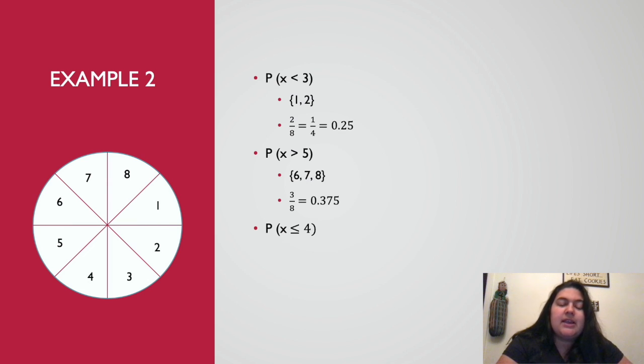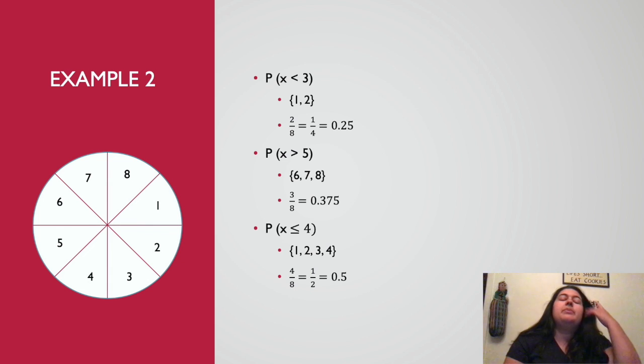Okay, now we're looking at the probability of landing on a number that is less than or equal to 4. So that means we are doing 1, and then 2, 3, and 4, because we do have that equal sign, so it does include 4. When we put that into our probability formula, we have 4 over 8, which reduces down to 1/2. That's 0.5.